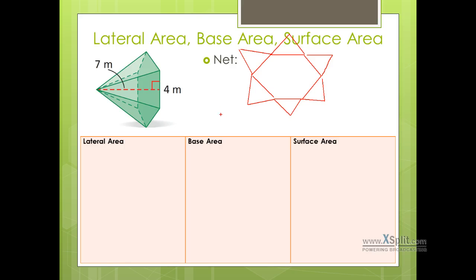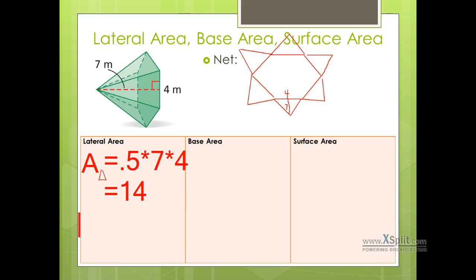Alright. I noticed that the slant height of one of these triangles is 7, and I noticed that the base is a 4. So we could say that the area of one of these triangles then is 0.5 times 7 times 4. 0.5 times 7 times 4 is a 14.